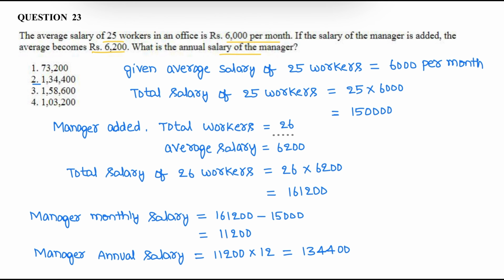The total workers will become 26. Average salary is 6,200. Total salary is 26 into 6,200. 1,61,200 rupees is the total salary of 26 workers. Now this is the salary of 25 workers. This is the salary of 26 workers when the manager is added. The difference between the total salary of 26 workers and the total salary of 25 workers is 11,200 rupees. The manager's annual salary is monthly salary 11,200 into 12, which results in 1 lakh 34,400 rupees. Correct answer option 2.